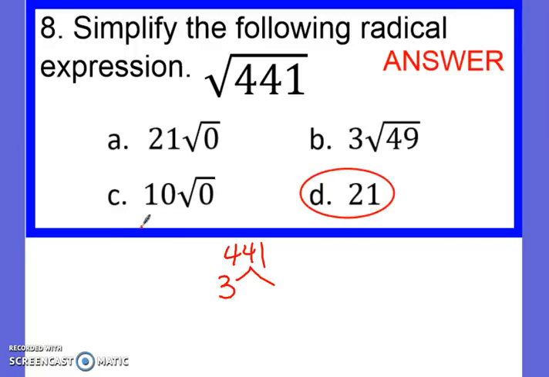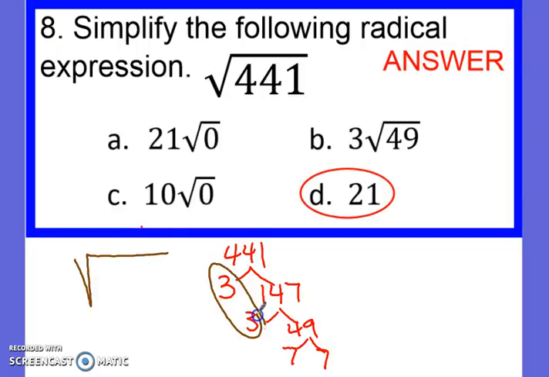So 441 divided by 3 is 147. Once again, that's also divisible by 3. Which is 49, and I hope we know that 49 is 7 and 7. Okay, so now, once again, it's a square root, so I need 2 friends to go outside. Go ahead and draw my square root. 3 has a buddy, 7 has a buddy.